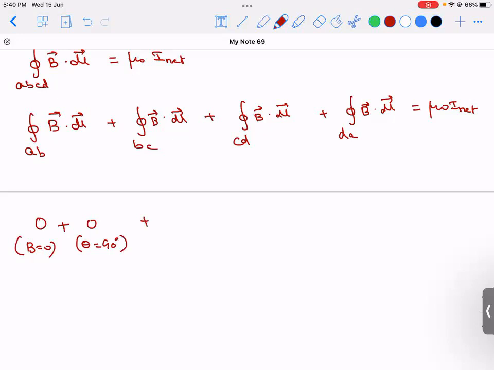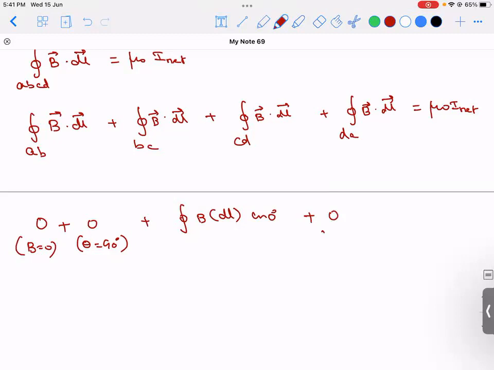Plus, what happens to the line integral of B dot dl when you go from C to D? B and dl, they both are in the same direction. So what will happen? Line integral of B dl cos 0 degrees, correct? Plus, what happens in the case of D to A? Again, theta is equal to 90 degrees. So the only place where magnetic field is being contributed is still only inside. And this value is equal to how much? Mu naught into the net current.